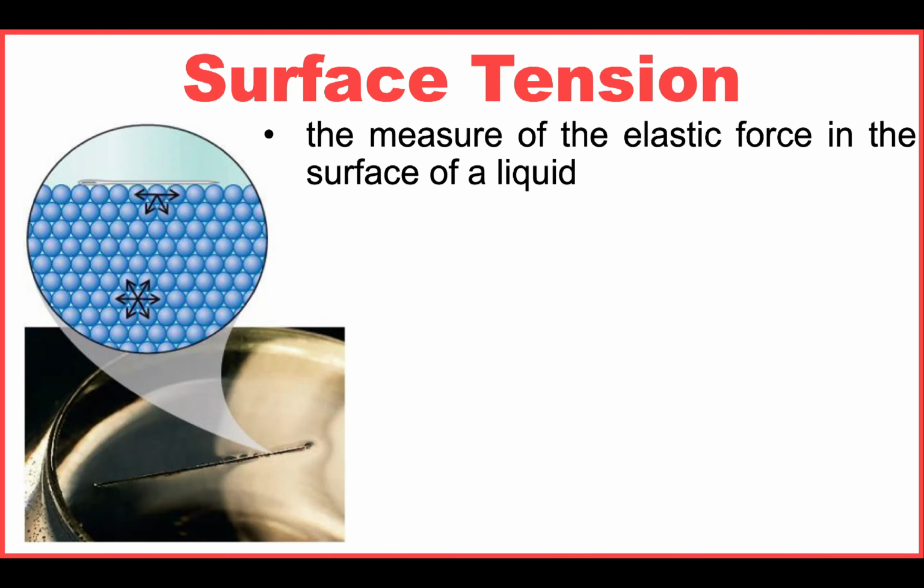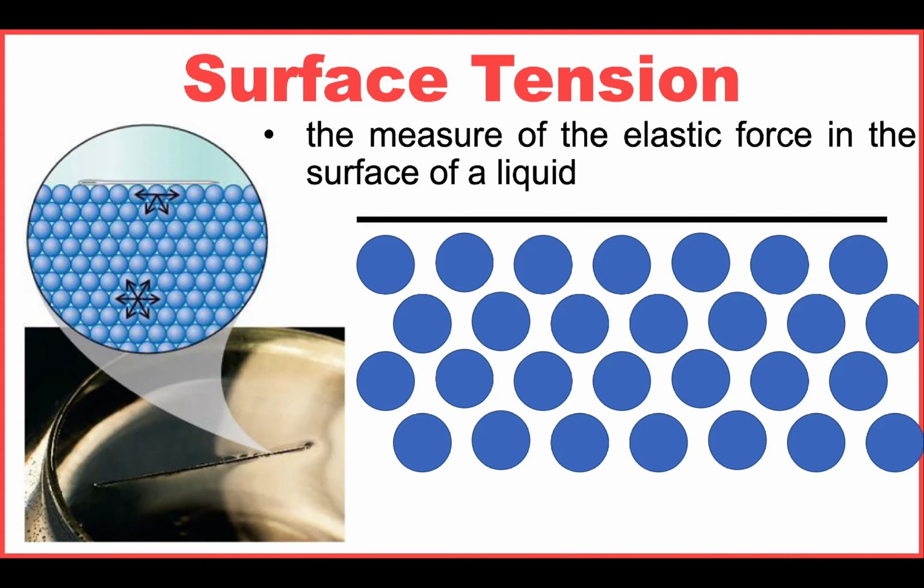Surface tension is the measure of the elastic force in the surface of a liquid, meaning it is the amount of energy required to stretch or increase the surface of a liquid by a unit area. Now let's have a closer view of this diagram. Molecules at the top or at the surface of a liquid are only pulled inside by other molecules, specifically below them. So remember in physics, if you have a downward force or a downward pull, you always have an upward pull, to have a balanced force.